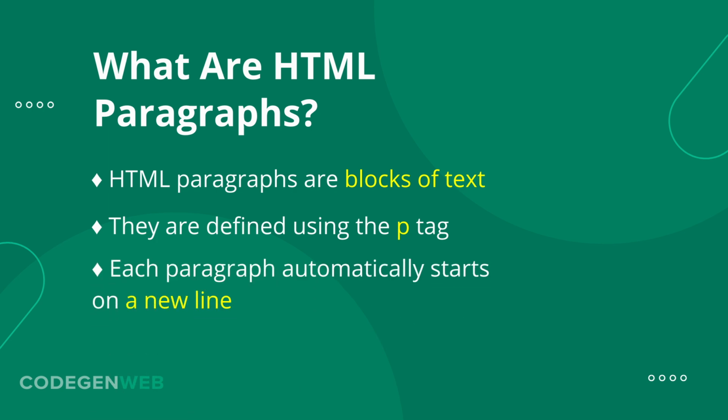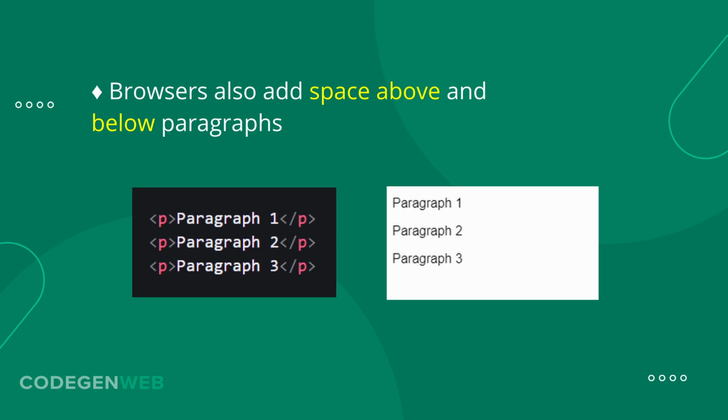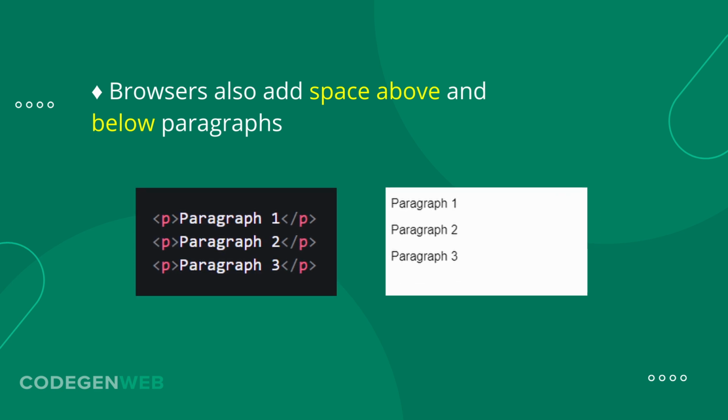Each paragraph automatically starts on a new line. Browsers also add space above and below paragraphs to visually separate them from other elements. And if you add multiple paragraphs, you'll notice this spacing.